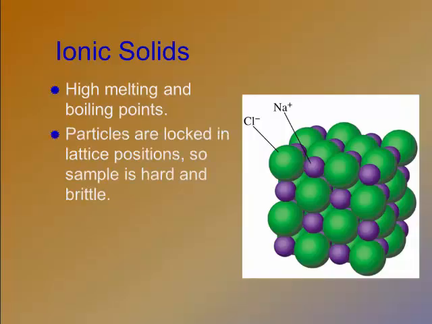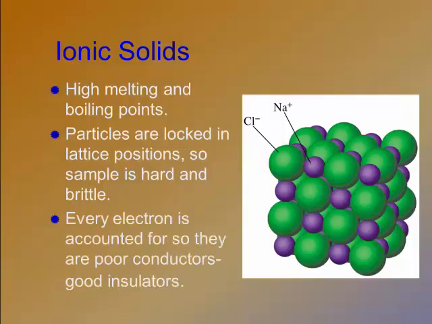Because the ions are locked in place, ionic compounds are brittle. If you hammer a large piece of rock salt, it breaks. In an ionic solid, all the electrons are associated with a particular ion. No electrons are free to just float around. As a result, in solid form, ionic compounds are poor conductors.